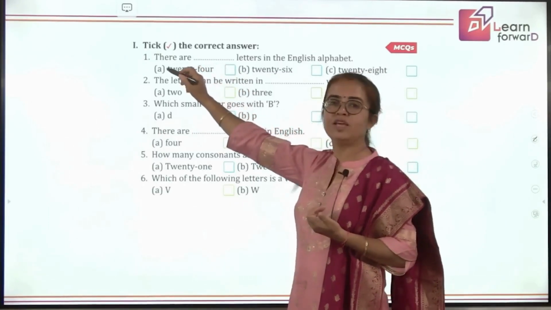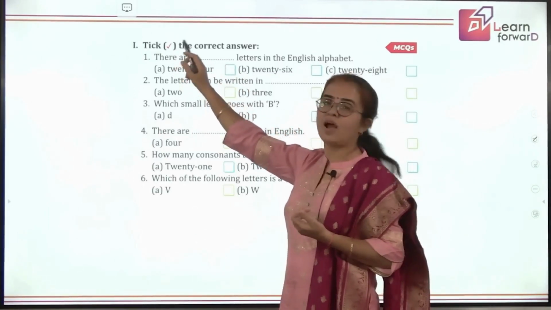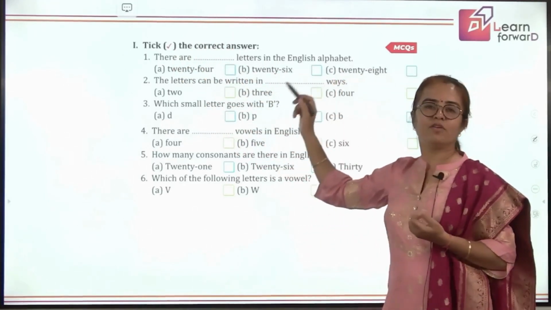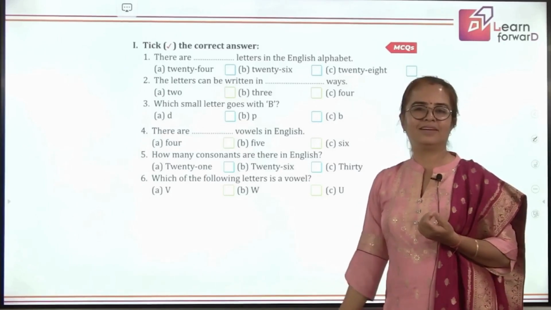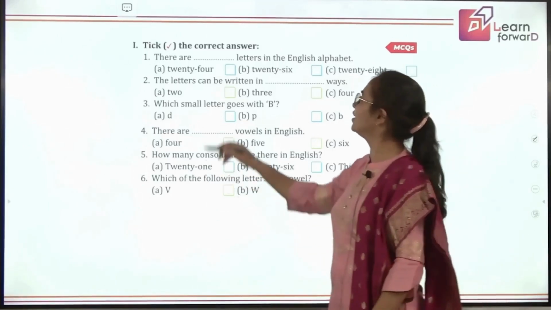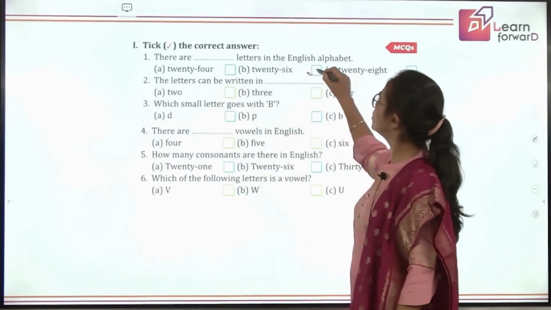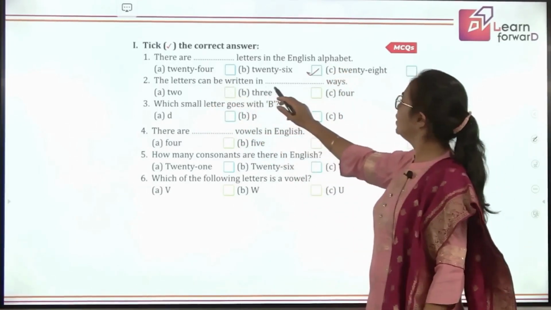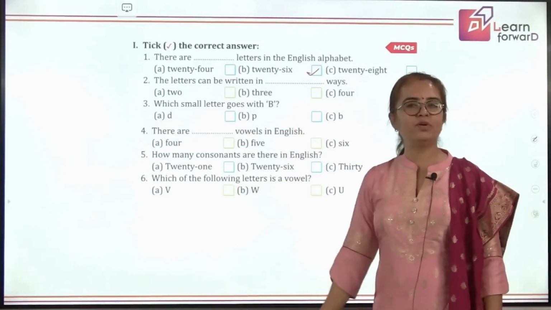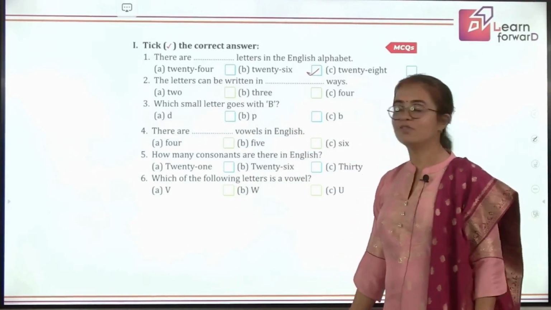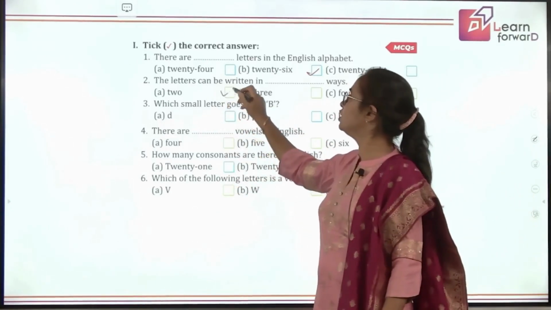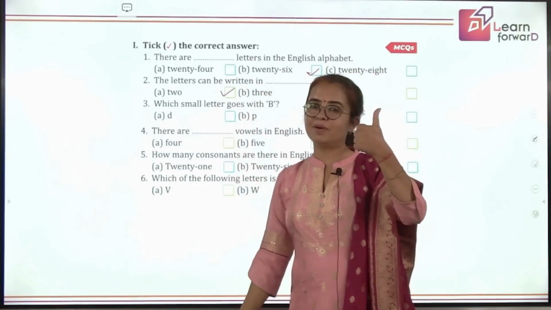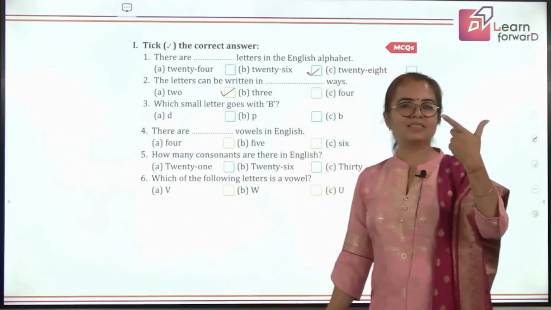Now it's time to see what we have learned. How much do we memorize? You have to take the correct answer. There are dash letters in the English alphabet. How many are there? Yes, you are there with the correct answer, and it is 26 letters. And the letters that can be written in how many ways have you learned? Yes, very good. There are two ways in which we can write letters. The capital letters, that is the uppercase, and the small letters, that is the lowercase.